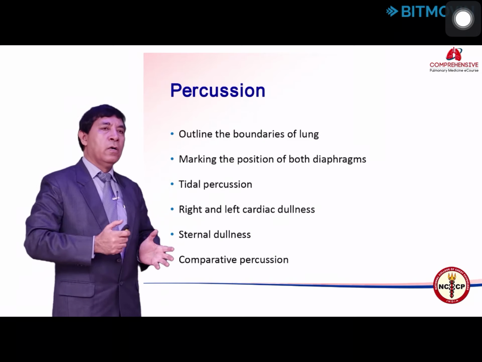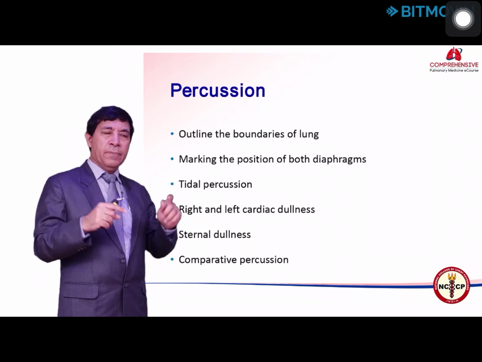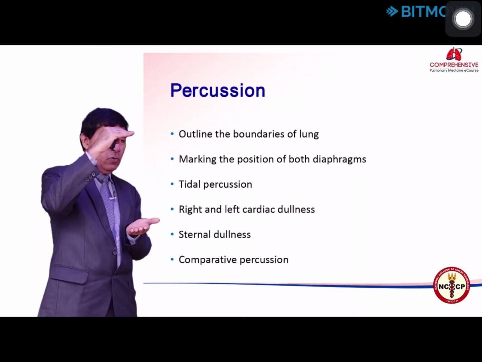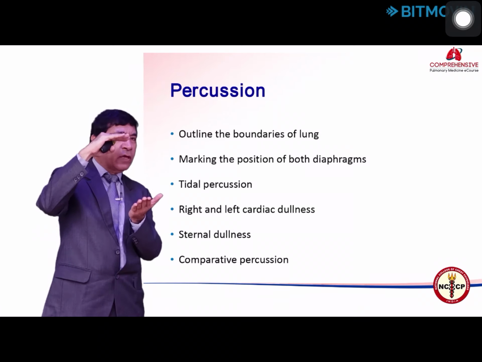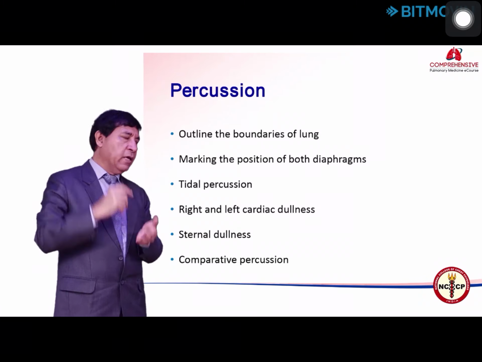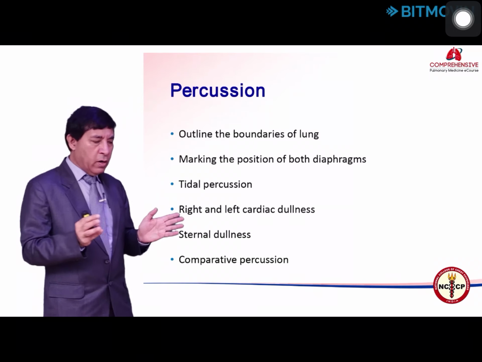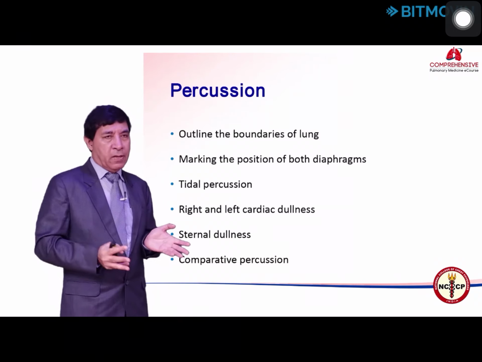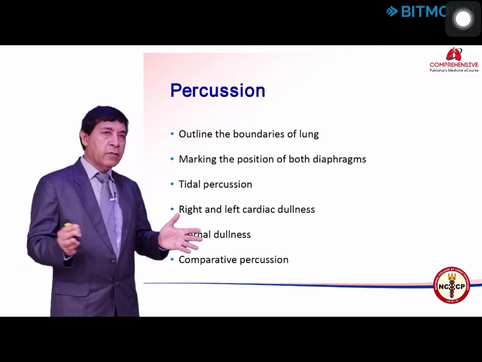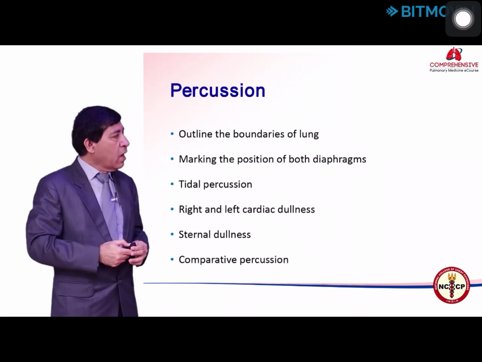So, by marking the position of the diaphragm, you have actually found out the lung span. That is the area of the lung span where you are going to percuss, or what we call comparative percussion. Comparative percussion is actually percussing over both lungs.